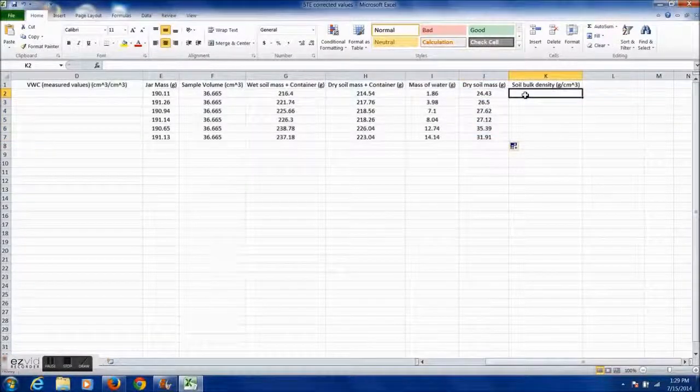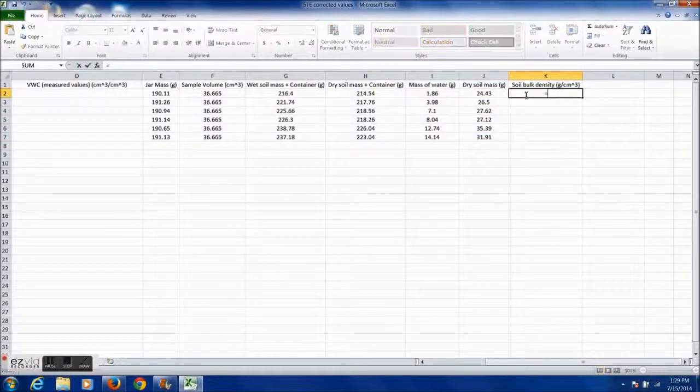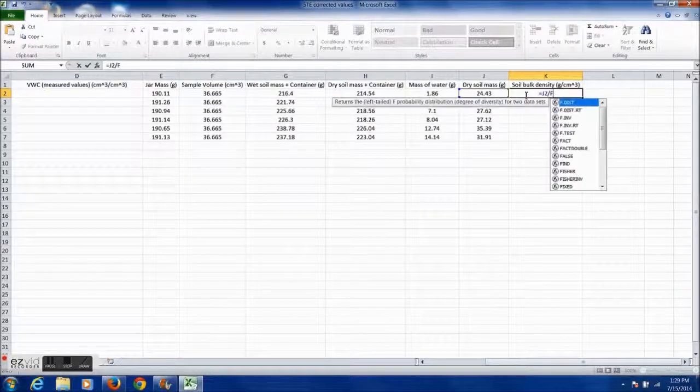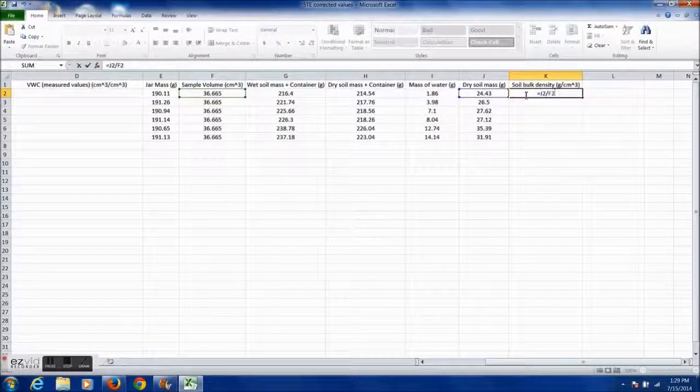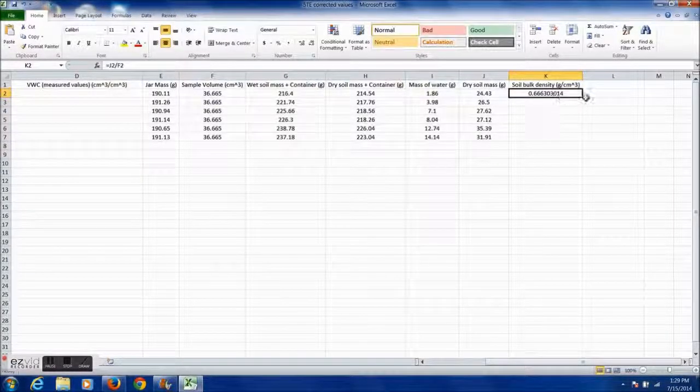To find the soil bulk density, take the mass of the dry soil and divide it by the volume of the soil sampler. Using Excel's fill down function makes it easy to reduce the time it takes to make these tables.